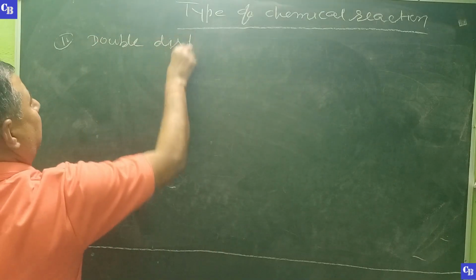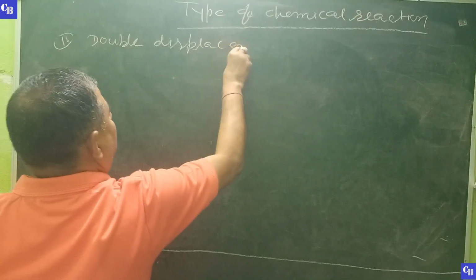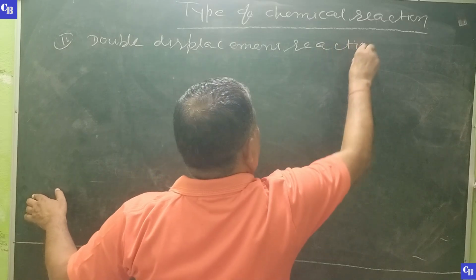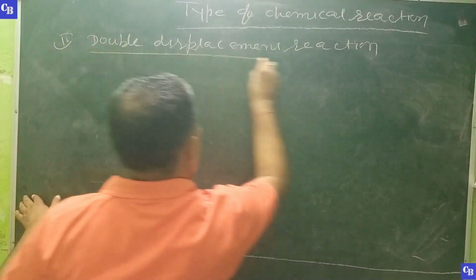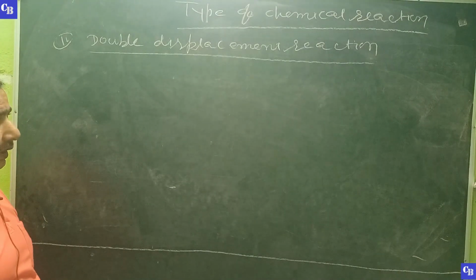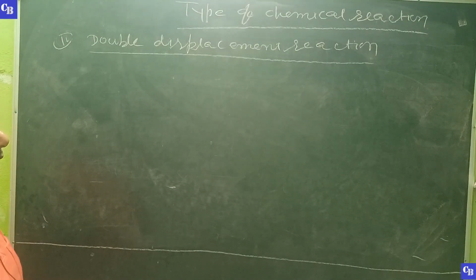Double displacement reaction. In a double displacement reaction, one metal displaces the other metal from its source, and the other metal displaces that metal.